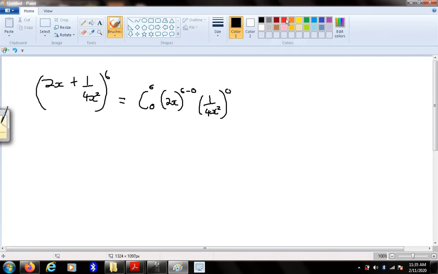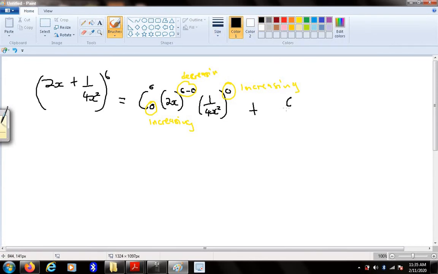Note that here the number will be increasing up until it gets to 6. Here it will be decreasing, and here it will be increasing. This is an increase as well. So that will go on throughout all the terms until this is 6 choose 6. That's basically how the binomial theorem works.